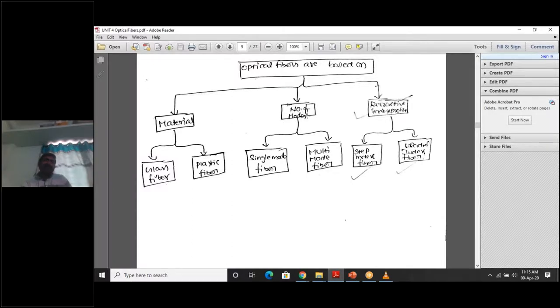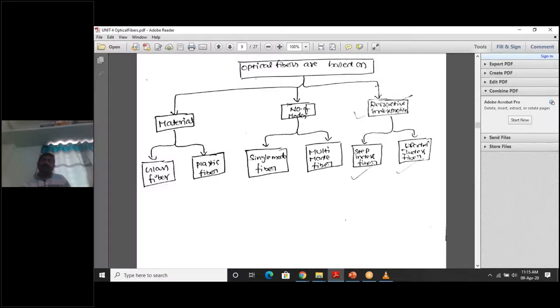We will see in detail what a mode is in the next explanation. For now, just remember it as mode. On the basis of modes, I can classify optical fibers as single mode fiber and multi mode fiber. Next, on the basis of refractive index profile: the refractive index of the core is n1, and the refractive index of the cladding is n2.